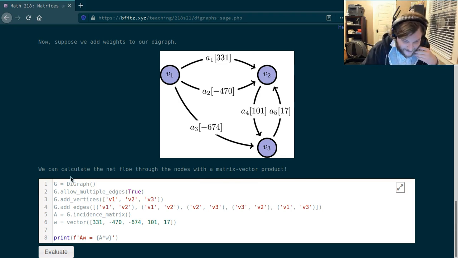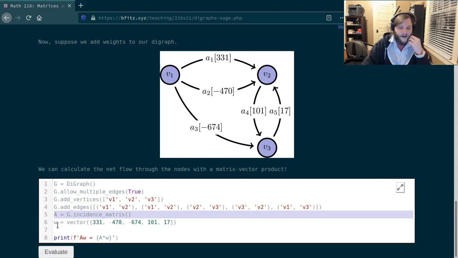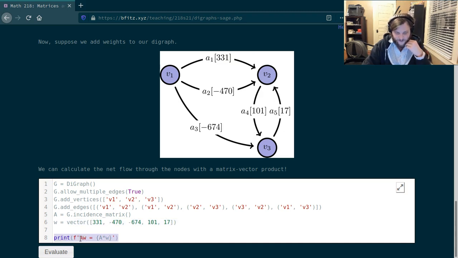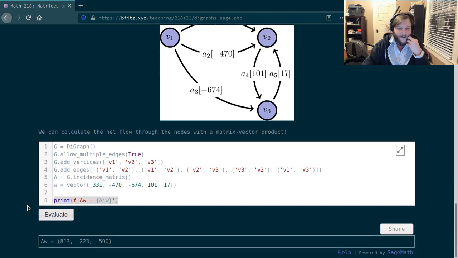So in this last calculator cell here, I have the code from before where we define the directed graph and then get its incidence matrix. And then we define the weight vector. So here, the weight vector is 331, negative 470, negative 674, 101, 17. So those are the weights that I've used in this figure. And this print statement here will tell us what A times W is. So if I click evaluate, it tells me that A times W is 813, negative 223, negative 590.